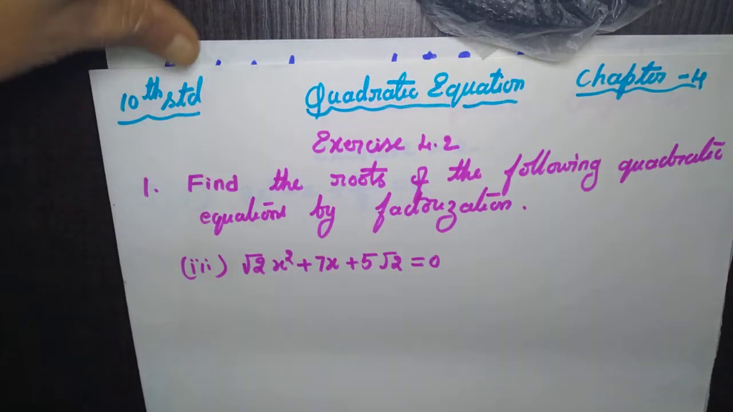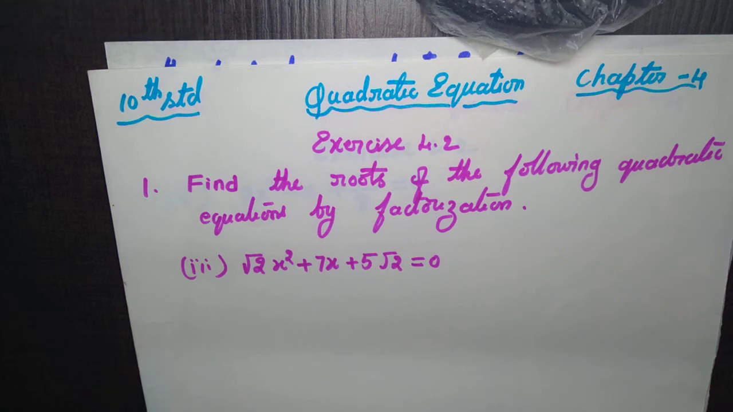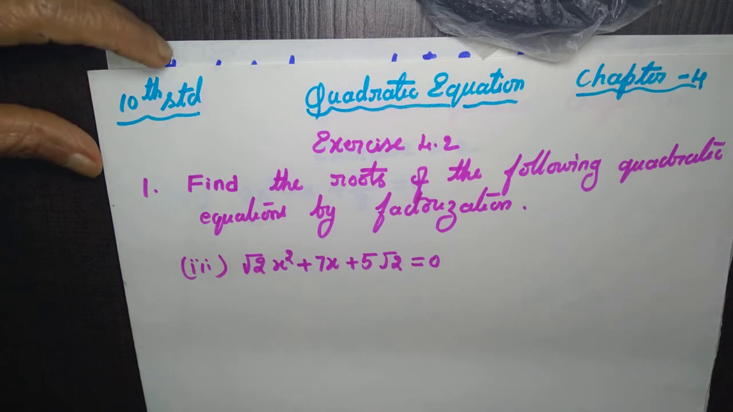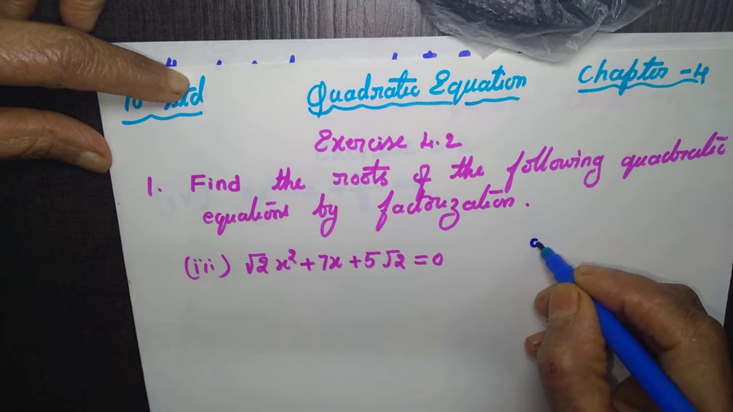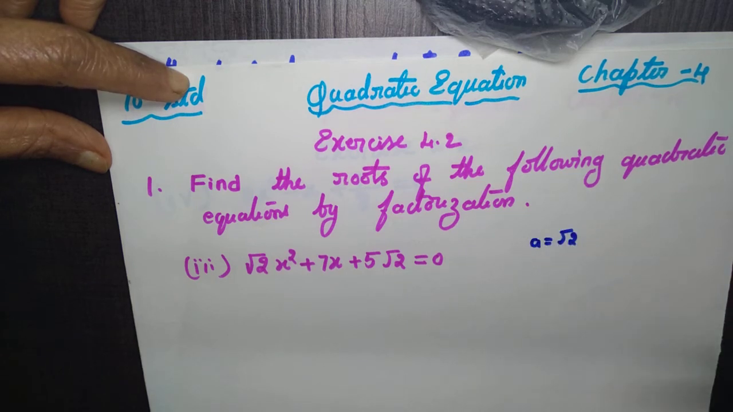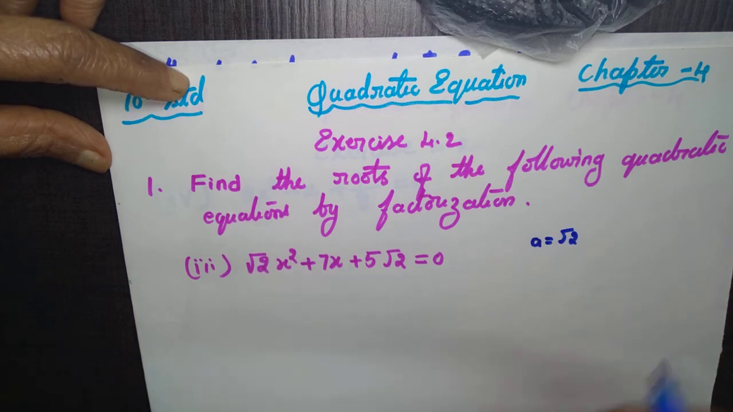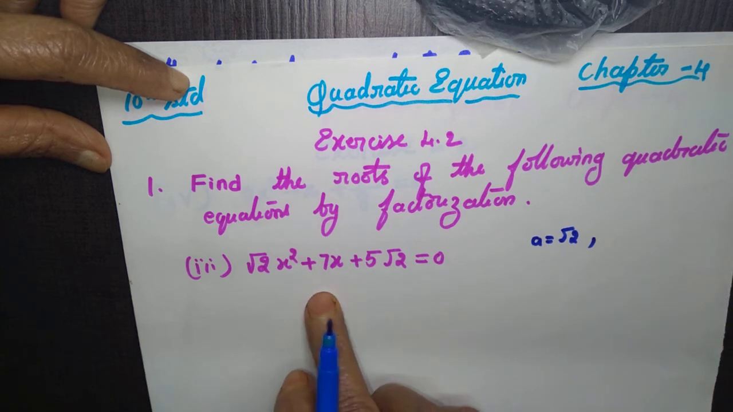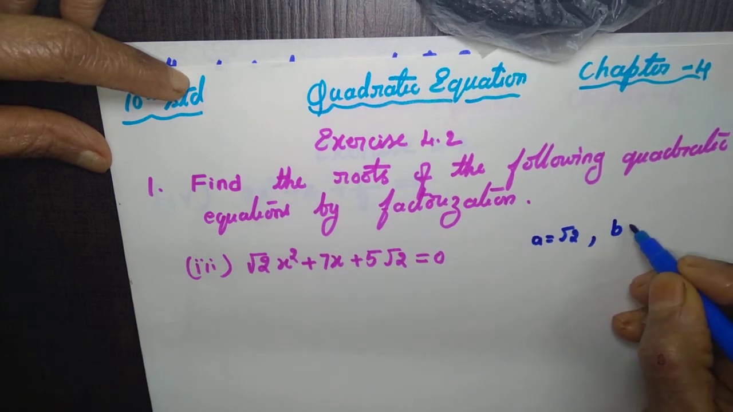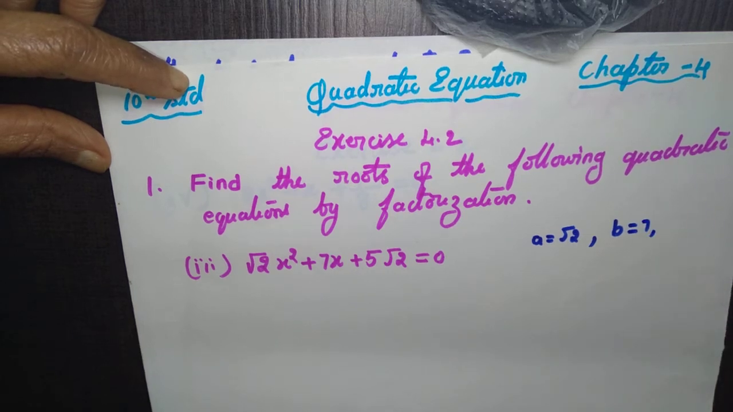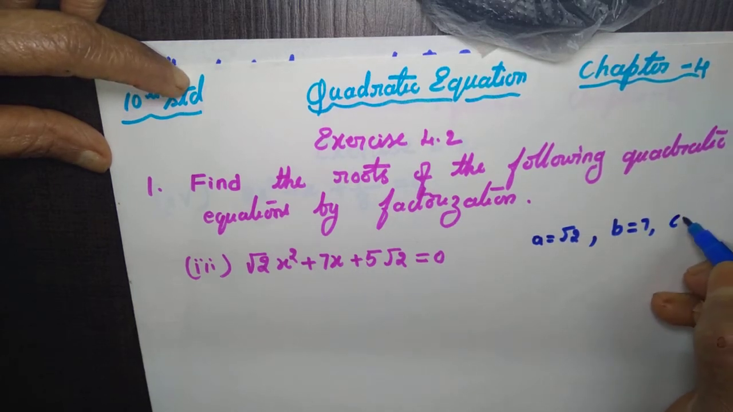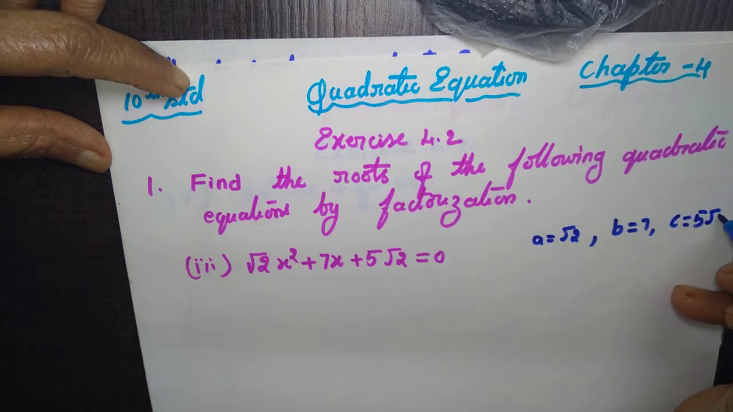Next, we will go to the next exercise, that is 4.2, 10th standard quadratic equation. Find the roots of the following quadratic equation by factorization method. What is the coefficient of x square here? Coefficient of x square is root 2, that is a. What is the coefficient of x here? Coefficient of x is 7, that is b is equal to 7. And what is the coefficient c? That is c is equal to 5 root 2.